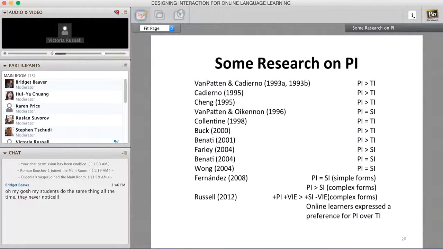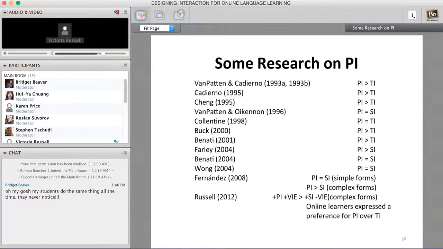I'm going to conclude with some research on processing instruction. Van Patten and Cadierno's 1993 seminal study is the most cited research article of all time in the journal Studies in Second Language Acquisition. And since 1993, there have been many, many studies in the PI strand. Please note that the studies that I have listed here, this is not an exhaustive list.